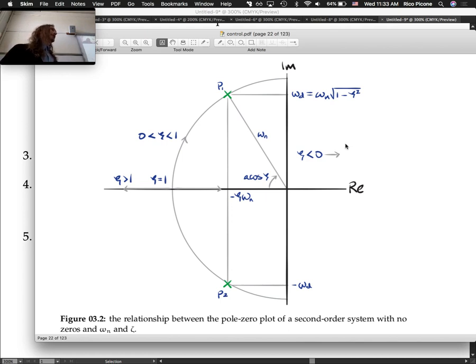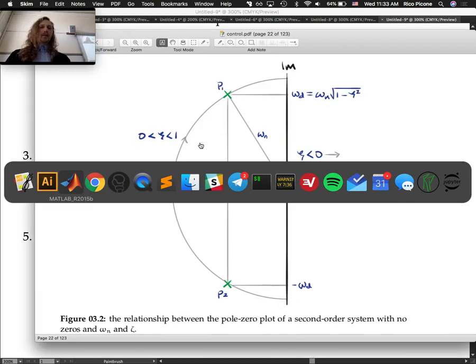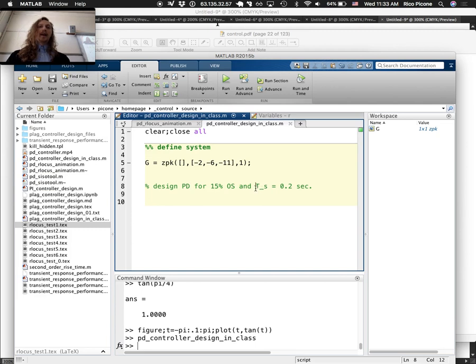Because this is not a second order system, it's a third order system. So assuming it holds, we want zeta to be at a very specific angle here. We've determined that with 15% overshoot there's a very specific angle. We haven't solved for that angle, but there is one. The other thing that we know from the design spec is that we need 0.2 seconds of settling time.